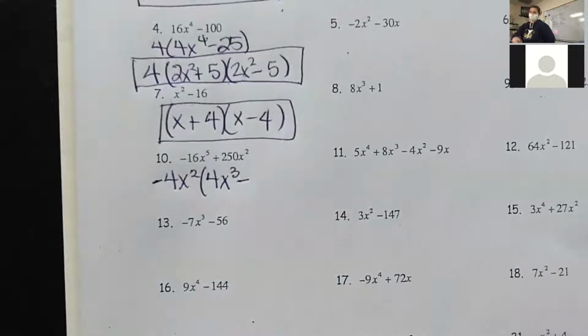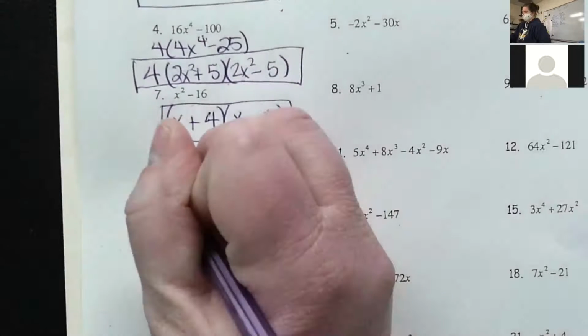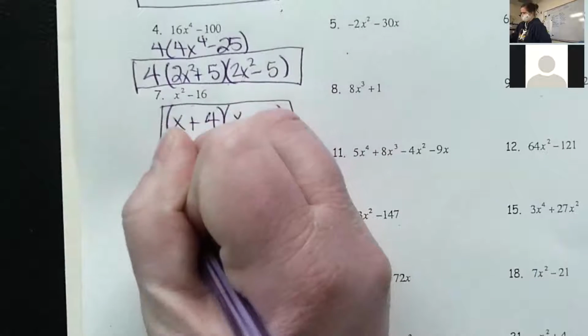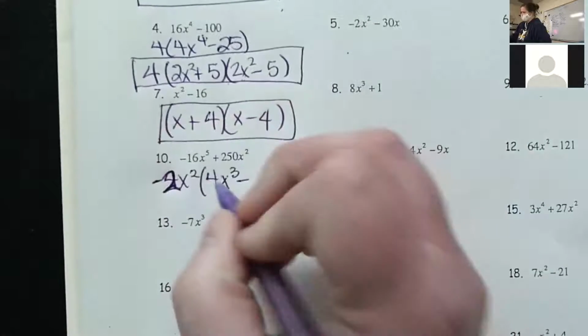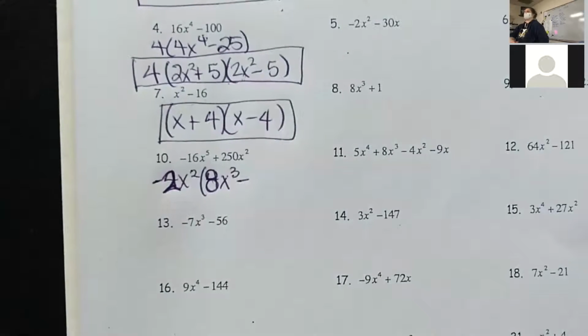Can you take 4 out of 250 evenly? Do you have a calculator? I don't know. Do you have a calculator? Is 250 divisible by 4? No, so I can't take out 4. What can I take out? Let's take out a 2 then. Let's take out 2x squared. What does this leave? 8 x to the third.